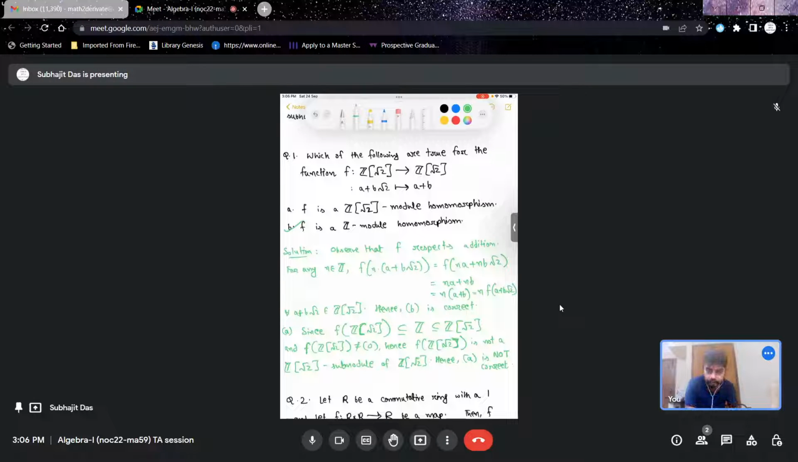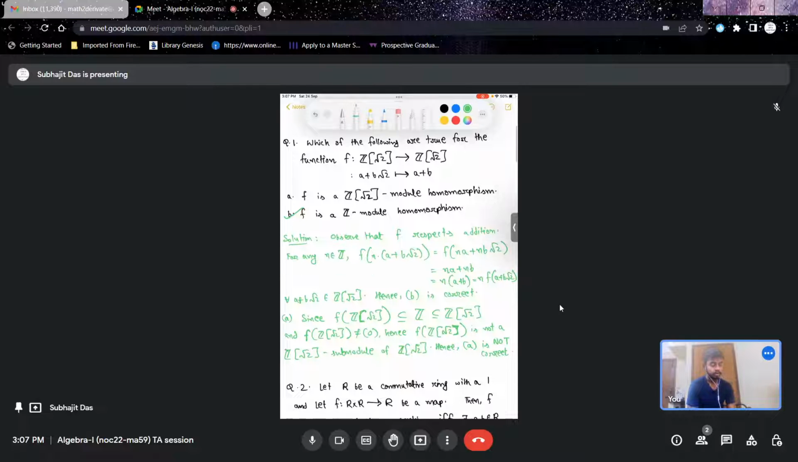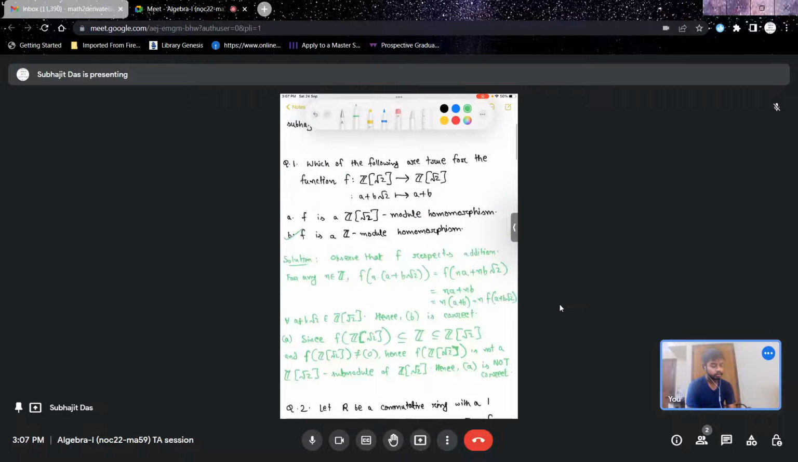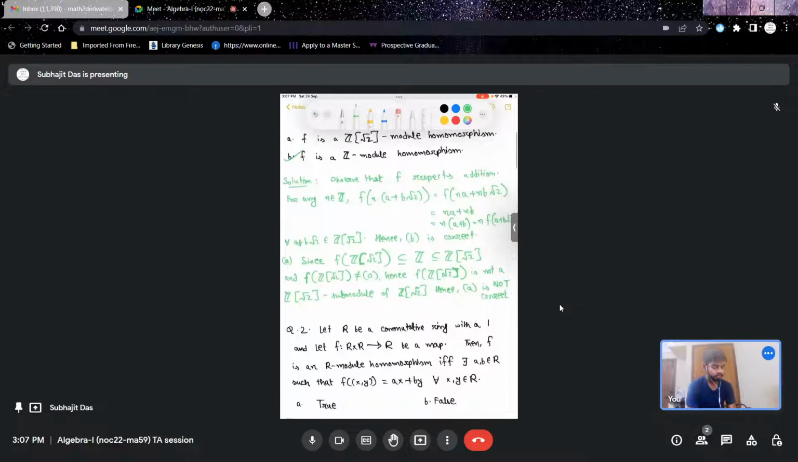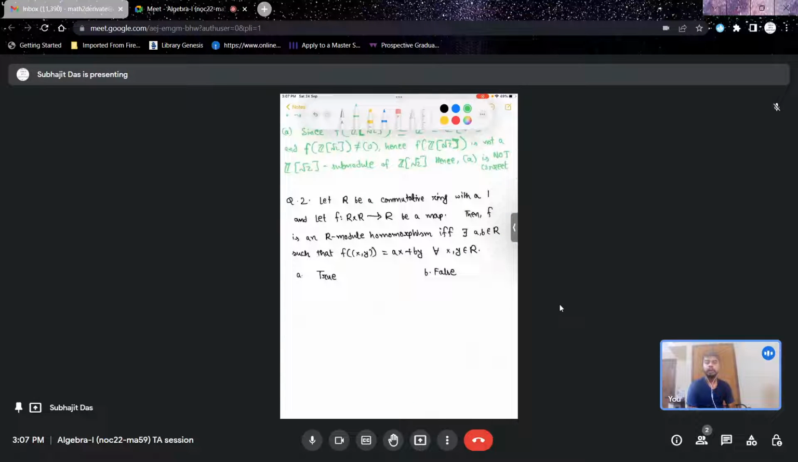So here the map that we are given is a Z module homomorphism. It's clearly Z linear, but it's certainly not Z root 2 linear, right? Okay, so let's move on to the next problem.